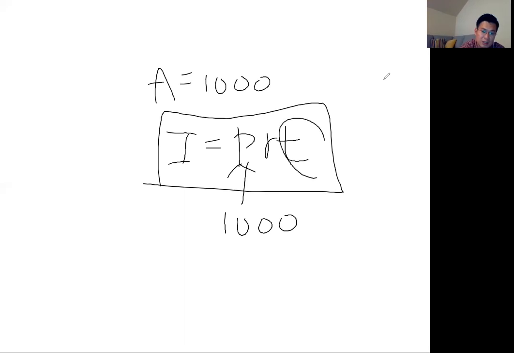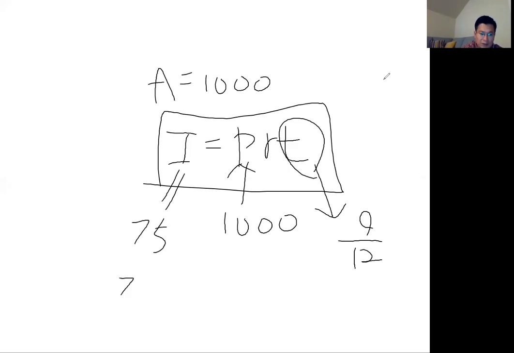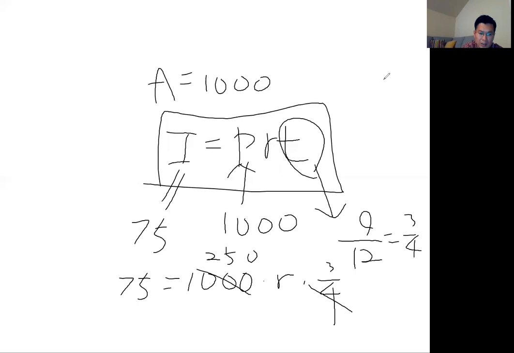So this is the tricky part. This is in a year, so 9 months out of 12 months is what we have to put. And I is also given as 75. Altogether, 75 equals 1,000 times R times 9 over 12. If you simplify, this is 3 over 4, so this becomes 750 R. So R has to be 10%. Then move on to the next one, absolute value.